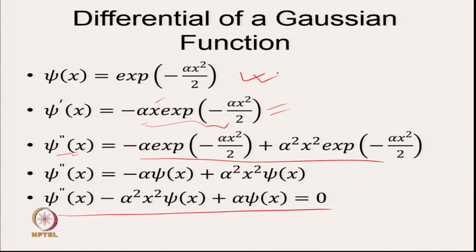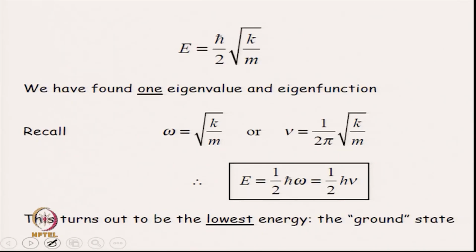Now, we know what the wave function is for your ground energy level, V is equal to 0. So, let us think about what the energy of that is. Energy is simply h bar by 2 pi root k by m. So, now we have found one eigenvalue and one eigenfunction. Omega is equal to root k by m. So, we can simply write E is equal to half h bar omega or half h nu, and this is your ground state energy.